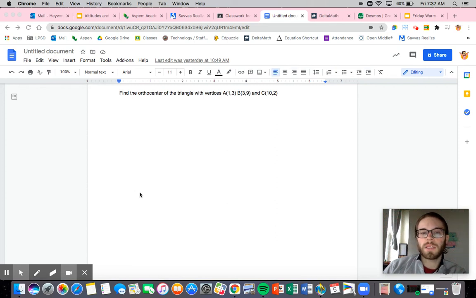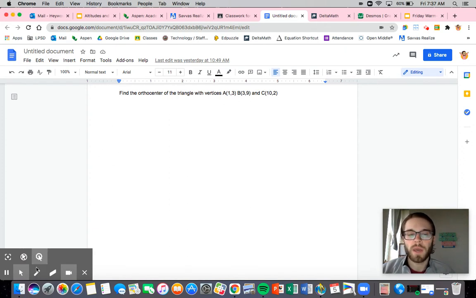Hi everyone, just wanted to take a minute to talk a little bit about how to find the orthocenter of a triangle using the vertices. As a reminder, the orthocenter is the point of concurrency of the altitudes of a triangle, where the altitudes are what you would traditionally call the height. It would be the segment from the vertex to the opposite side, and it is perpendicular.